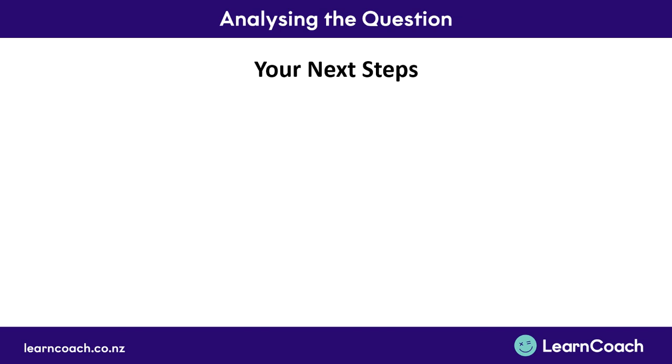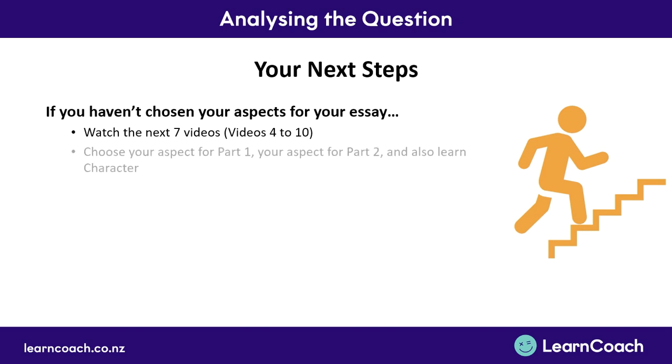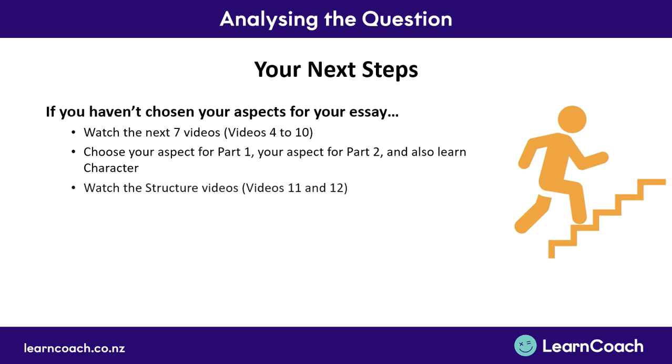Alright, so now that you have analyzed the questions, what can you do from here? If you haven't chosen your aspects yet, watch videos 4 to 10 on the analysis for each of the aspects so that you can have an idea on what you believe is the best to study for your film. From there, you can then choose your aspects from both part 1 and 2, as well as analyze your character. Once you're confident with your analyses, you can then watch videos 11 and 12 on how to actually write the structure of your essay. And then of course, before going to the exam, you can practice writing your essay.